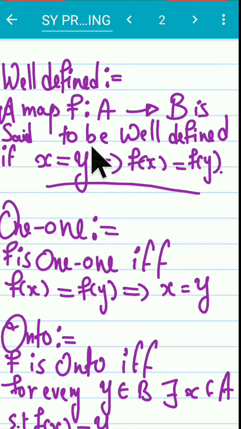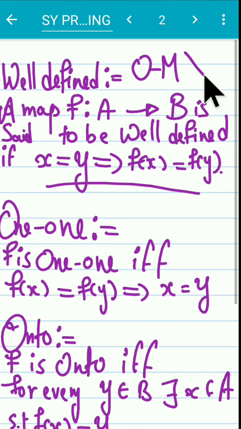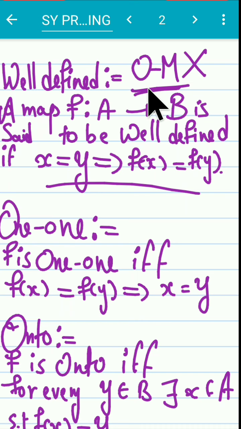That means my map should not be one to many. It should not be one to many. How I remember, it should not be ohm. Correct? If any map is ohm, it is not well defined. From one to many, then it is not well defined. Okay, it could be many to one. It might be possible 2 or more points are going to the same image. Okay, that is possible, but it should not be ohm. That is, 1 to many is not a well defined map.